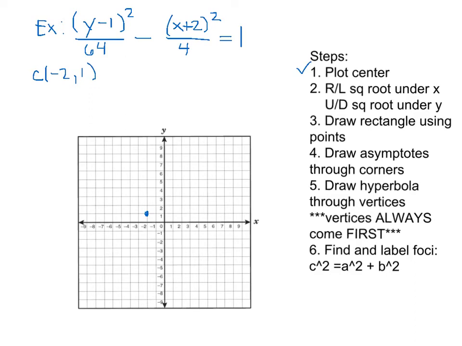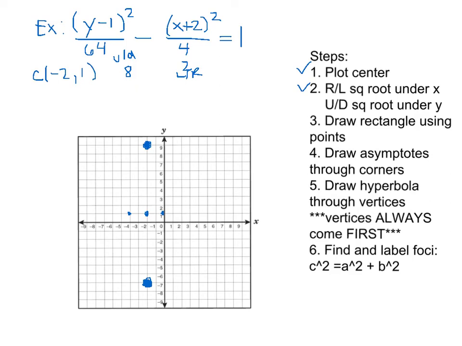Okay, we're going to go left and right the square root of the number under x, and up and down the square root of the number under y. I'm going to start with my y because it comes first, so we're going to go up and down 8 units. From my center, we're going to go up 8 units. I'm going to make these fatter dots, and down 8 units. Those will be my vertices. And then we're going to go 2 to the left and right from my center. So 2 to the right, 2 to the left. Okay, so we've got those points plotted.